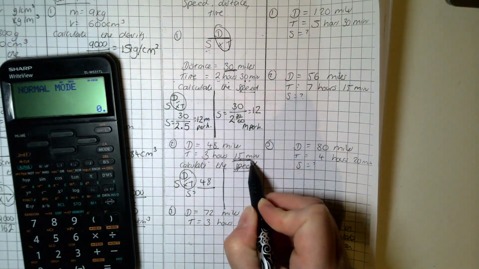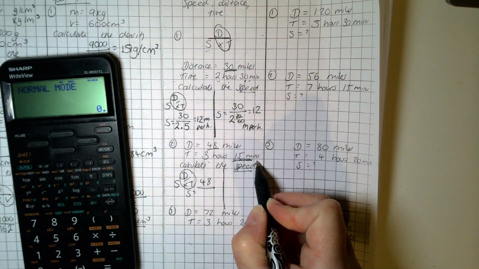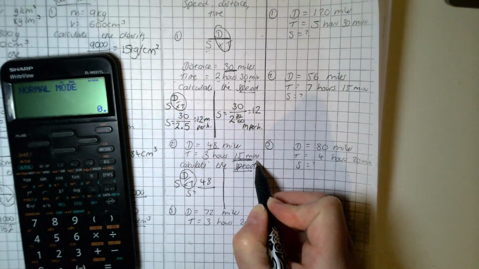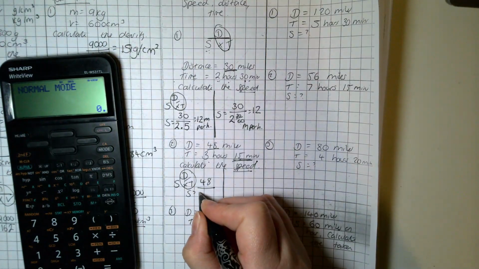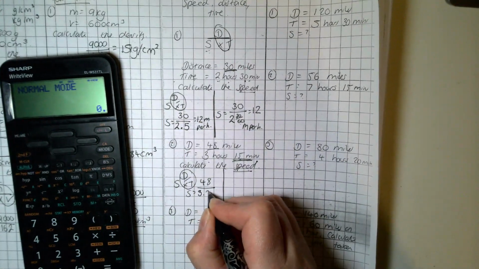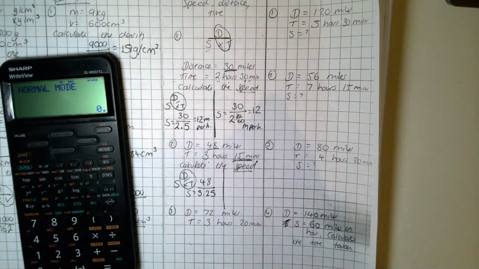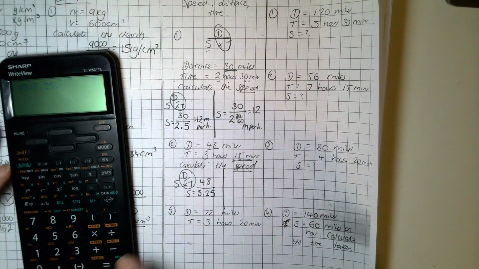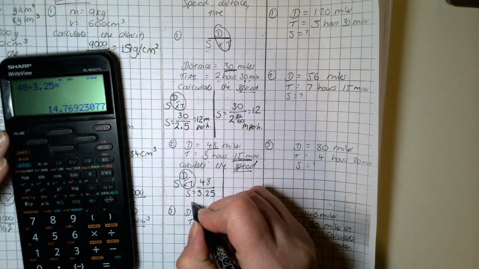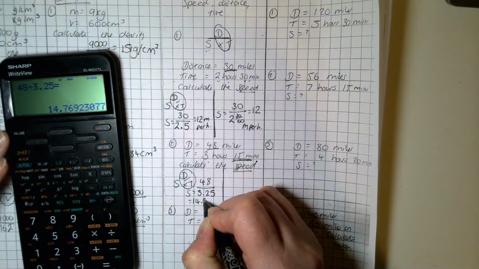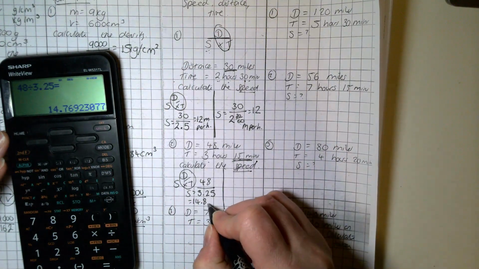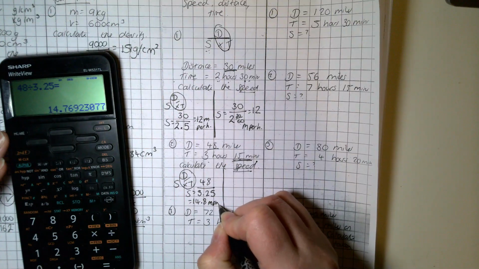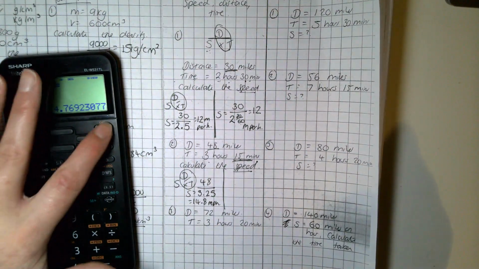Again, those 15 minutes are quite nice. I can do that in my head. 15 minutes, I know it's a quarter of an hour, and 1/4 is 0.25. So I can just do 48 divided by 3.25, and that gets me 14.8 miles per hour. Not much space here, mph, I'm just going to put for miles per hour.